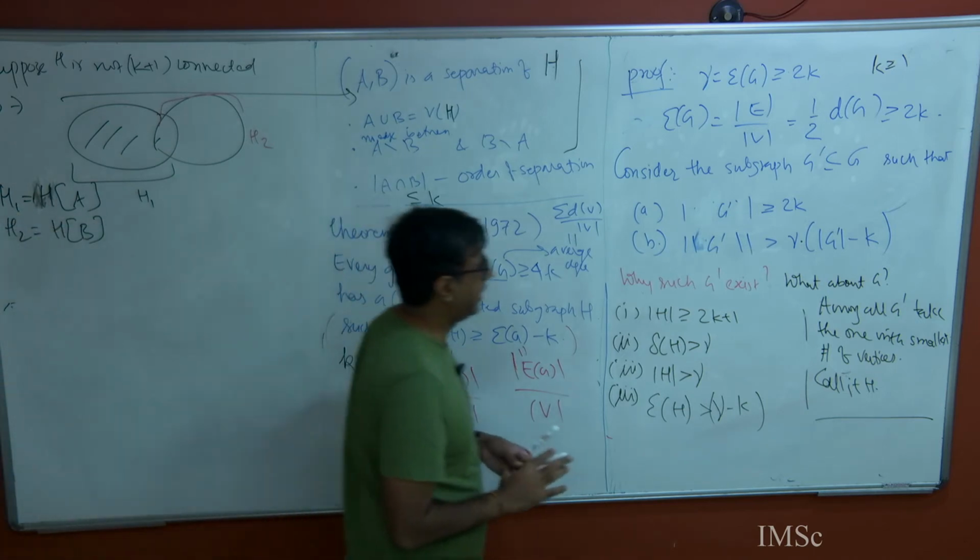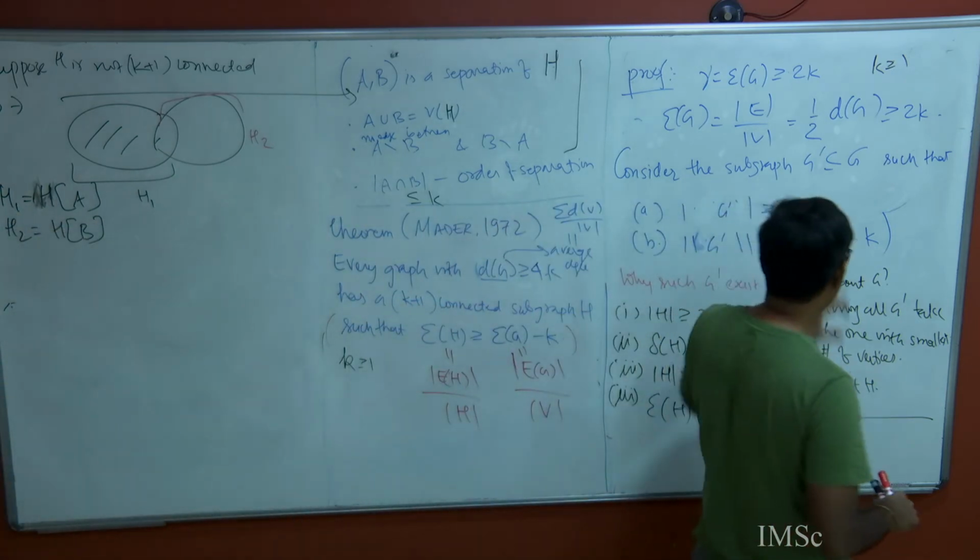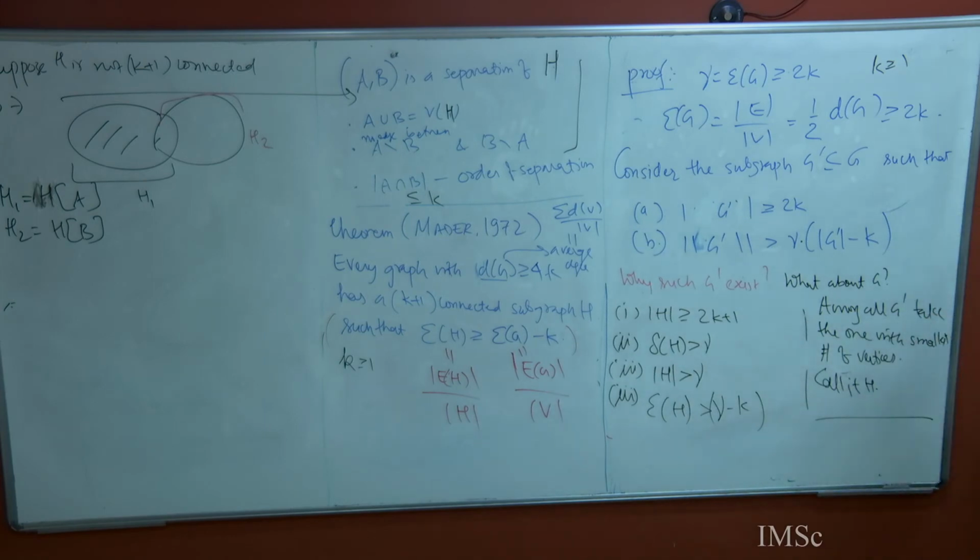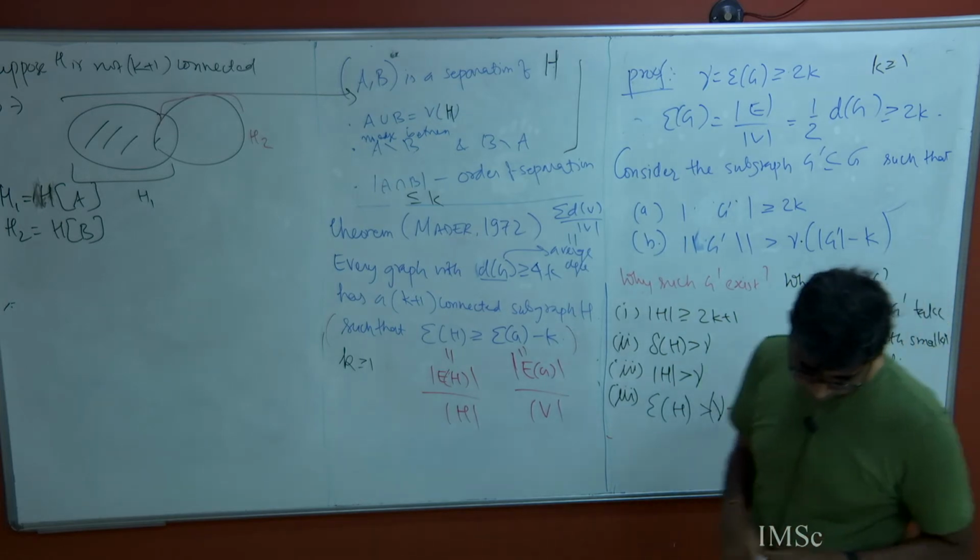Okay, so can H1 satisfy these two properties or H2 satisfy these two properties? Because if they did, then they are smaller than H. If H1 satisfied these two properties, then H1 is smaller than H. Then that is not the H we should have been looking for. We can make the same statement about H2. Okay?